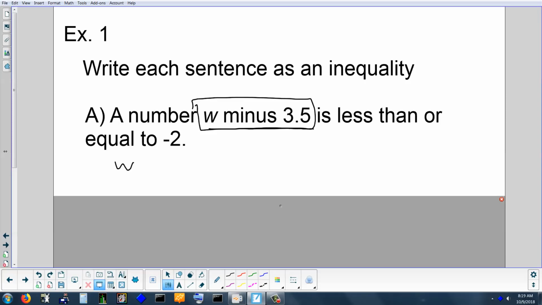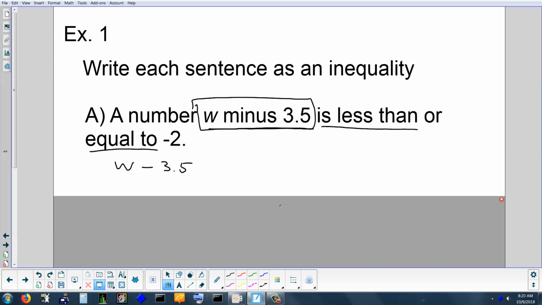Just W minus 3.5. How would we write that without any words in it? Yep, W minus 3.5, just the minus symbol. Now we have "is less than or equal to."